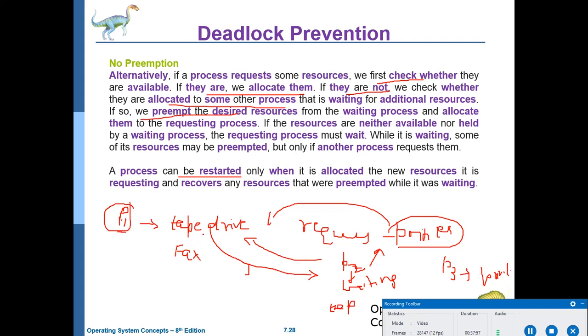This is what is explained in the last line: a process can be restarted only when it is allocated the new resource, which is the printer it is requesting, and recovers any resources that were preempted while it was waiting. The resource that was preempted from process P1 was the tape drive, and it was given to process P2. So process P1 will start only when it gets its tape drive back, and also gets the printer resource that it has requested. This is called no preemption, which means preemption is allowed now.